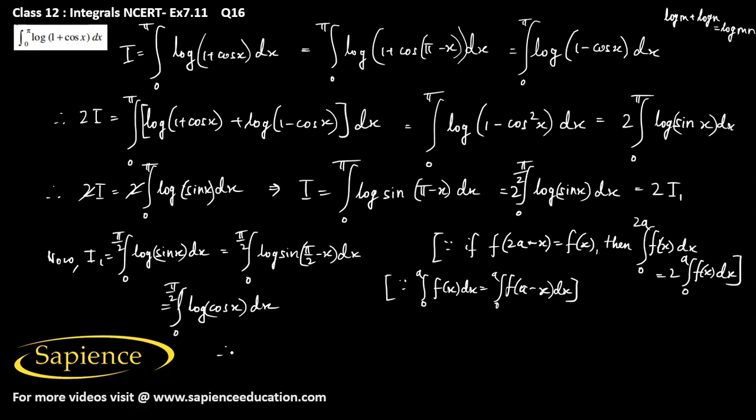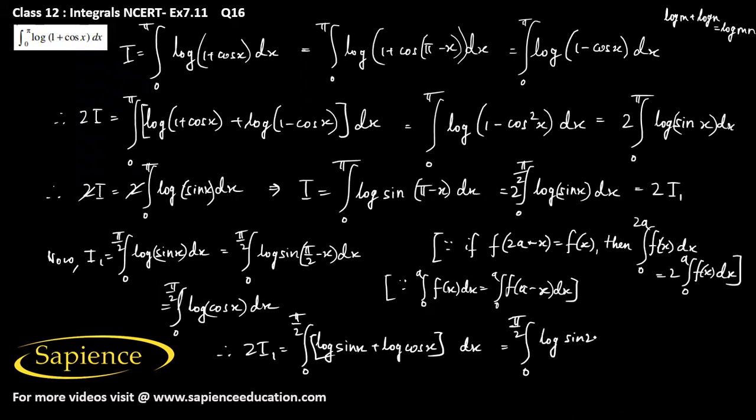Therefore, if we add them, we will get 2 I1, which is equal to the integral from 0 to pi by 2 of log of sine x plus log of cos x dx. Now, log m plus log n is log mn, so it will be log of sine x cos x. Now, sine x cos x is sine 2x by 2. So we can write it as the integral from 0 to pi by 2 of log of (sine 2x by 2) dx.